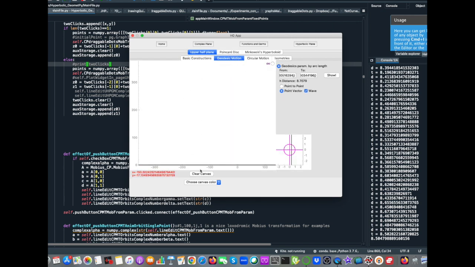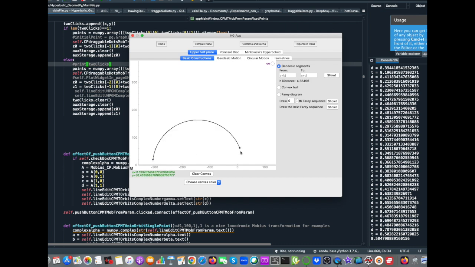Okay, humor me just one more minute. Geodesic segments, how they look, I'm just moving one of the two endpoints. And on the right, you can see the hyperbolic distance between them. All right. So see you tomorrow.